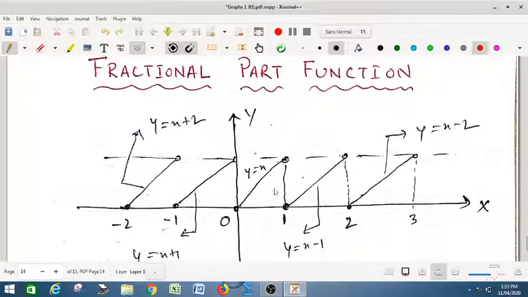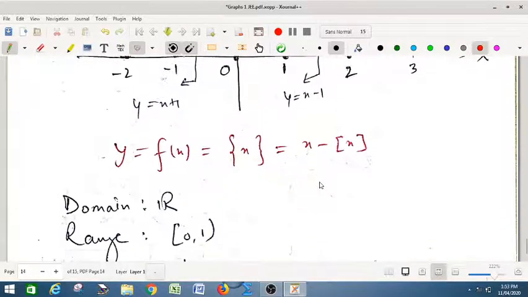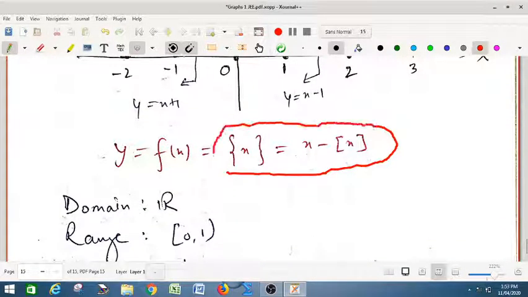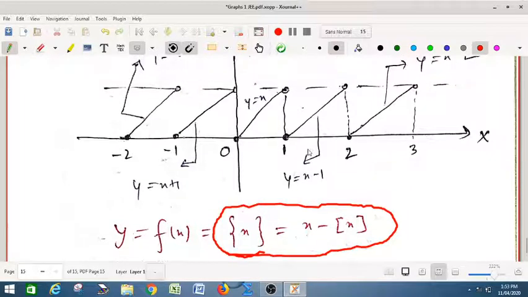Let's move on to the fractional part of x. The fractional part of x is given by x minus box x. That means if you subtract the integral part from x, you will have the decimal part, or the fractional part. And look at that, the fractional part always lies between 0 and 1. Suppose 2.9, what is the greatest integer? 2. So 2.9 minus 2 will be 0.9, a value that lies between 0 and 1. That is why the fractional part lies between 0 and 1. Look at that branch, 0 to 1, 1 to 2, it always lies between 0 and 1. So this is the diagram of the fractional part of x.